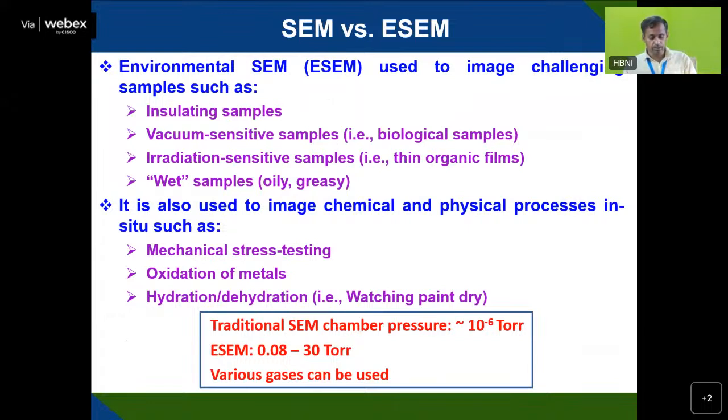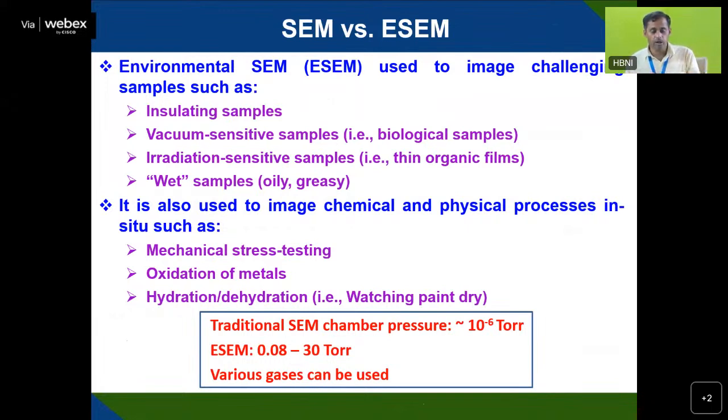If you have an EBSD or FIB attached together with the SEM, then you can do all the crystallographic orientation analysis using the SEM facility. And for a biological sample, you can use an environmental SEM that operates at low vacuum, and then some of the structure can be preserved, and using a nitrogen environment you can see how the images look.